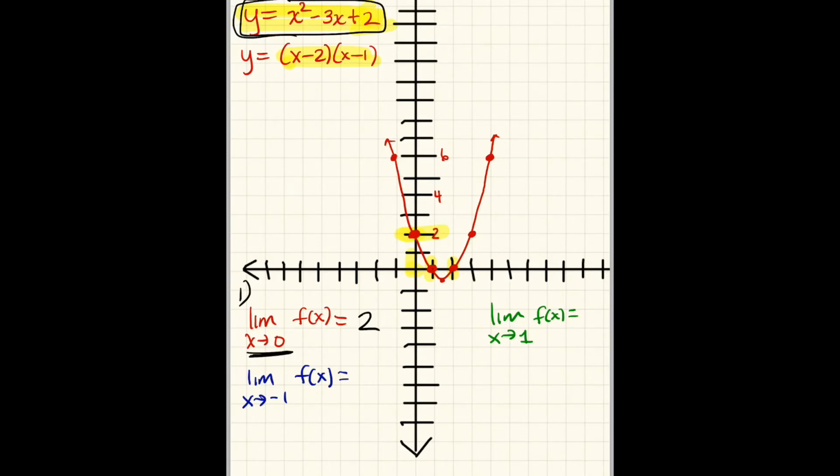Now, what about the limit as x approaches, let's try this guy right here, number 2. The limit as x approaches negative 1 of f of x. Go to negative 1, and what's my answer?